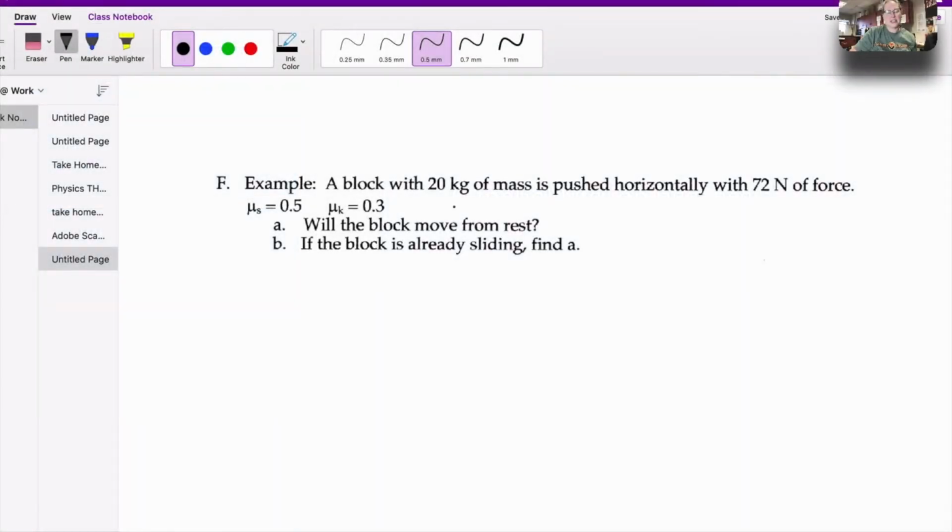Okay, so now let's look at this example question with a friction problem. So it says a block of 20 kilograms of mass is pushed horizontally with 72 newtons of force. So we've got some block here and it's being pushed forward. We'll just say this is my force of push with 72 newtons of push force. And what else are they telling us? They're telling us that the mass of this block is 20 kilograms.